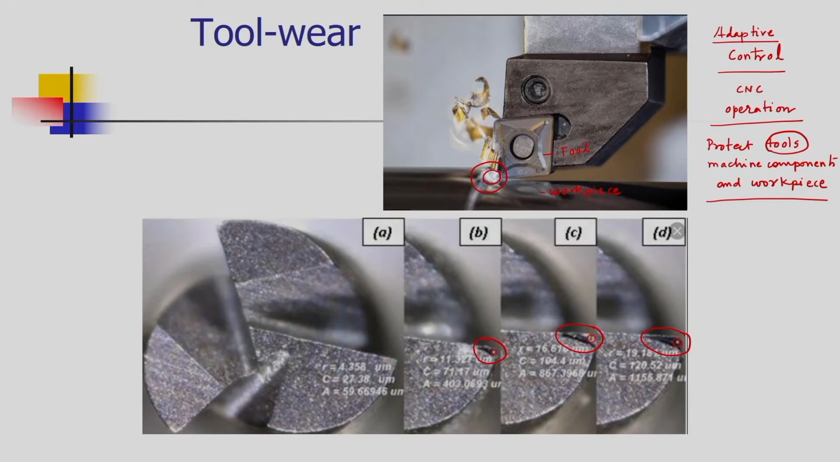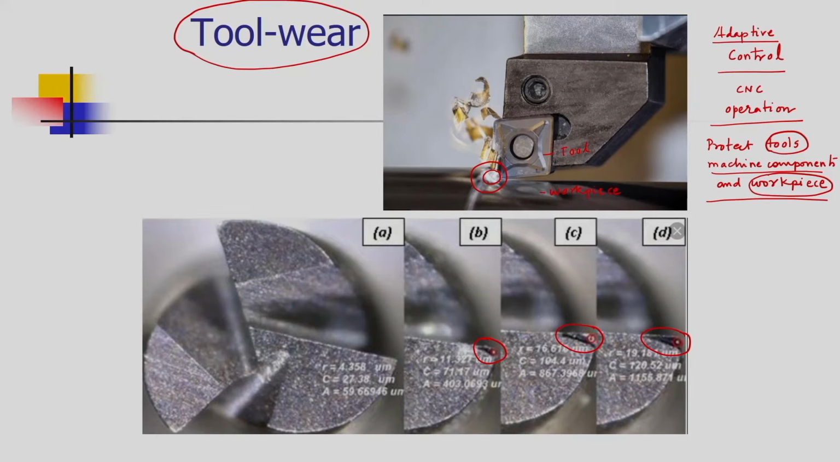At a certain point the tool may fail, that is, the edges may get broken down. So, those broken edges will harm the machine tool. Therefore, we need to continuously monitor the tool condition. As we get the in situ or in process information about the health of the tool, we can control the process in a better way.